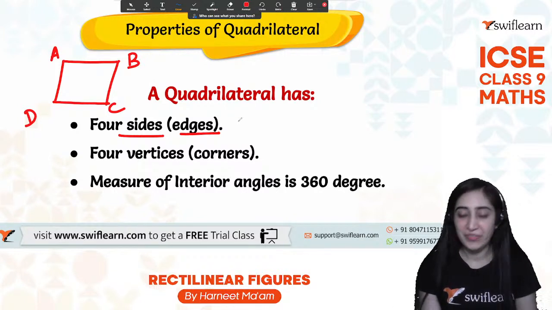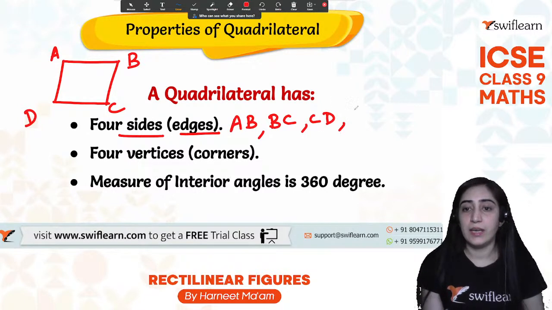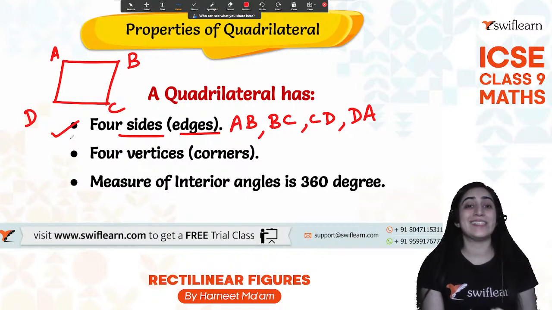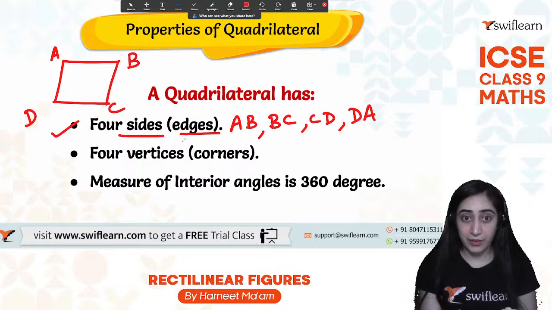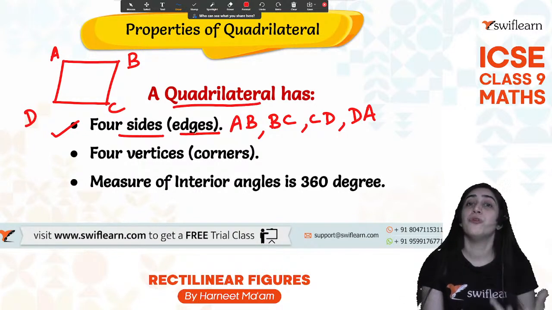Yes, anyone? Great. They are AB, BC, CD, and DA. So this is a four-sided quadrilateral. All right. A four-sided quadrilateral always has four sides or four edges.